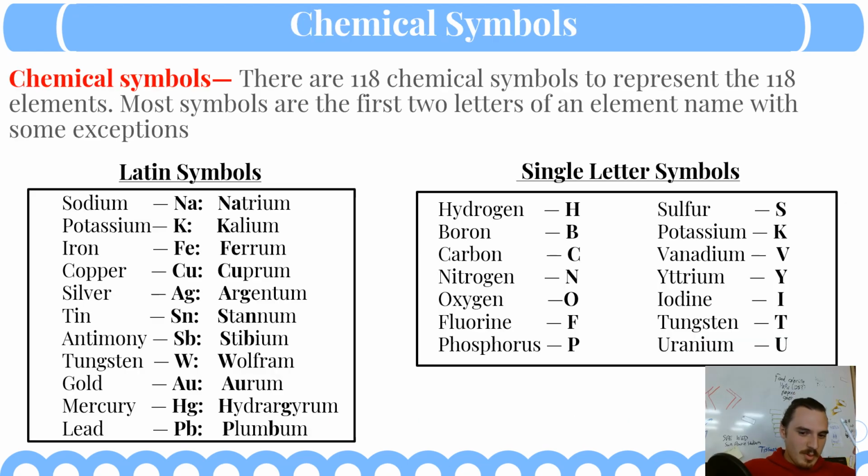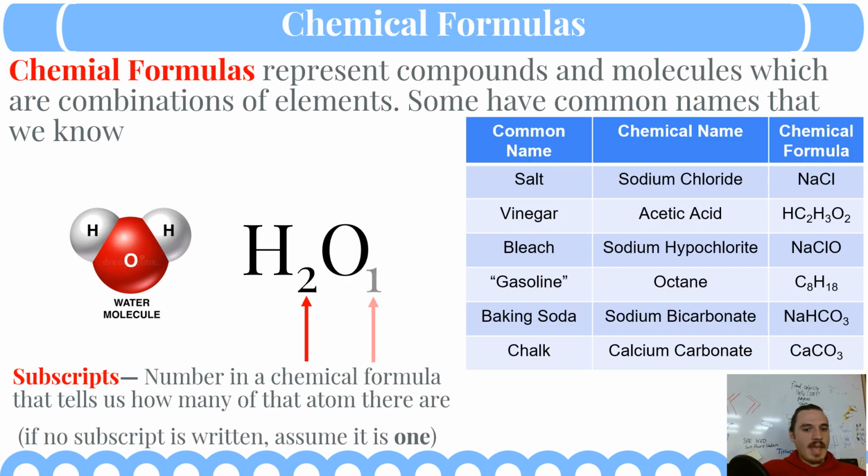Okay, but we'll talk a little bit more about the chemical symbols here. So we have 118 chemical symbols to represent our 118 elements across the periodic table. Most symbols are the first 2 letters of an element name, with some exceptions. I'm not going to go through them. You don't have to memorize them. But if you're interested, the Latin ones I have up here. And we also have some single letter symbols for some of our elements that were discovered really long ago. But if you notice, we only have 26 letters in our alphabet and 118 elements, so we were going to run out of letters eventually and have to go to 2-letter symbols.